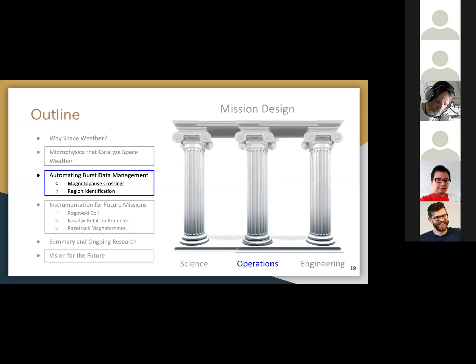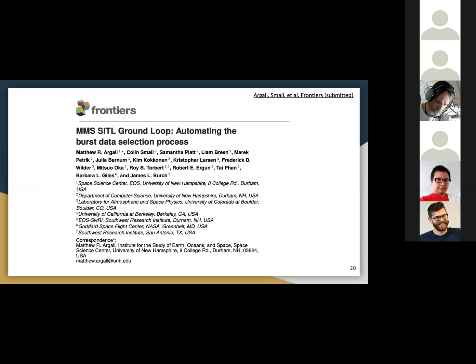So the first model that I'll show is our magnetopause crossing model that Colin has been working on with me. This has been submitted to Frontiers and has been endorsed by both of the reviewers, so I have my fingers crossed that it'll be fully published soon.